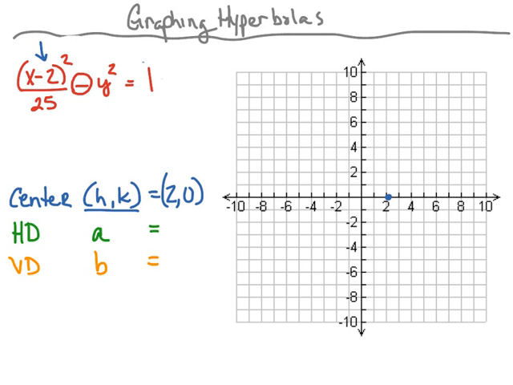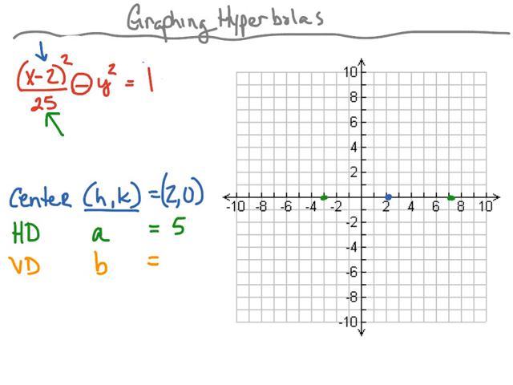Once we know the center of our hyperbola, the next thing we're going to do is find our horizontal distance, how much we're going to move left and right from that center. To find that, we're going to look here. We're going to take the square root of 25. The square root of 25 is 5, which tells me from the center I need to move 5 units. So I'm going to go 1, 2, 3, 4, 5 to the right, and then 1, 2, 3, 4, 5 to the left.